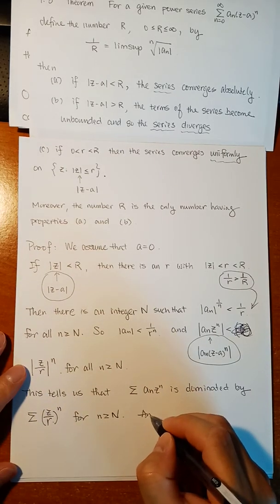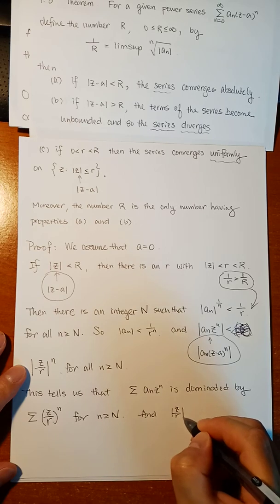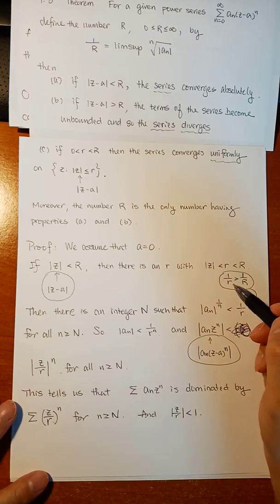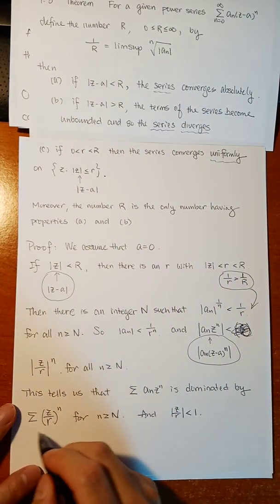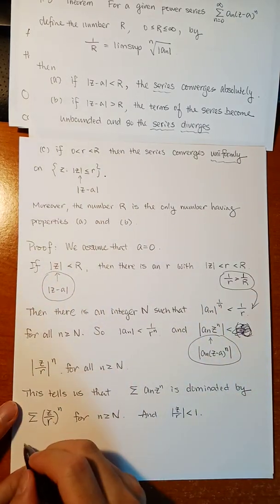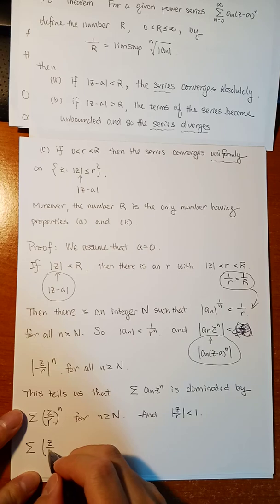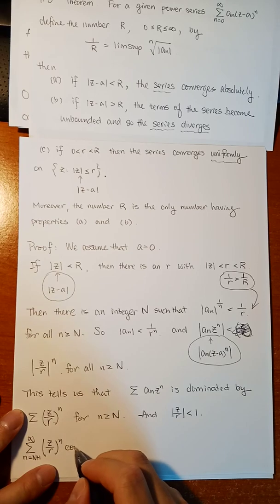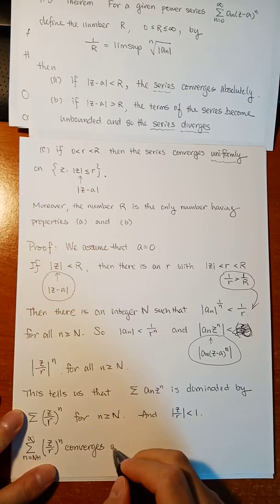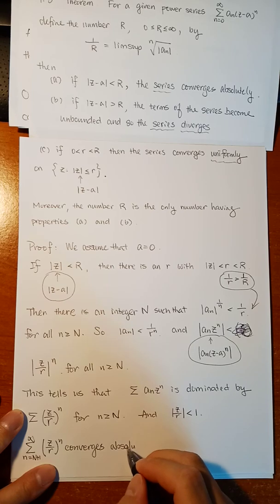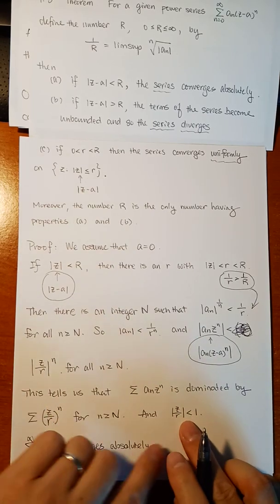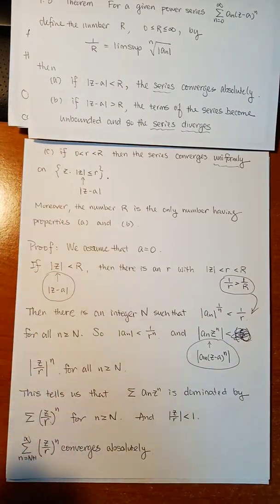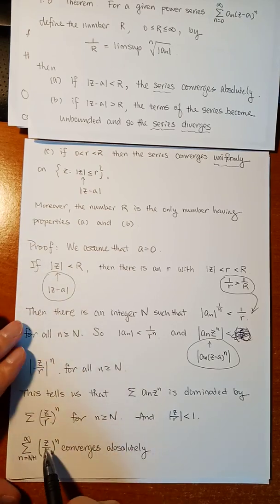And we know that absolute value of z over r is less than 1. So this series converges absolutely. Because this is a geometric series, it's bounded by, it's less than 1. Again, remember, we select the z we fixed in this discussion.